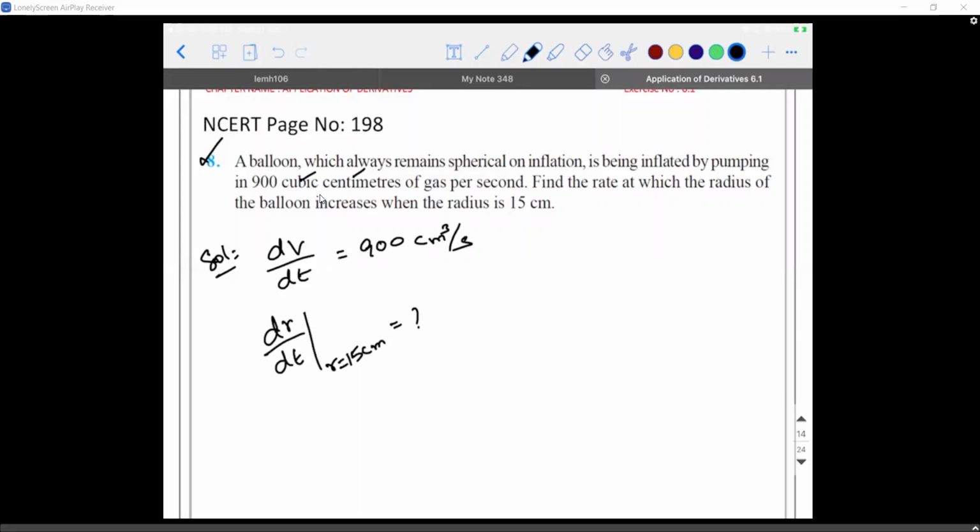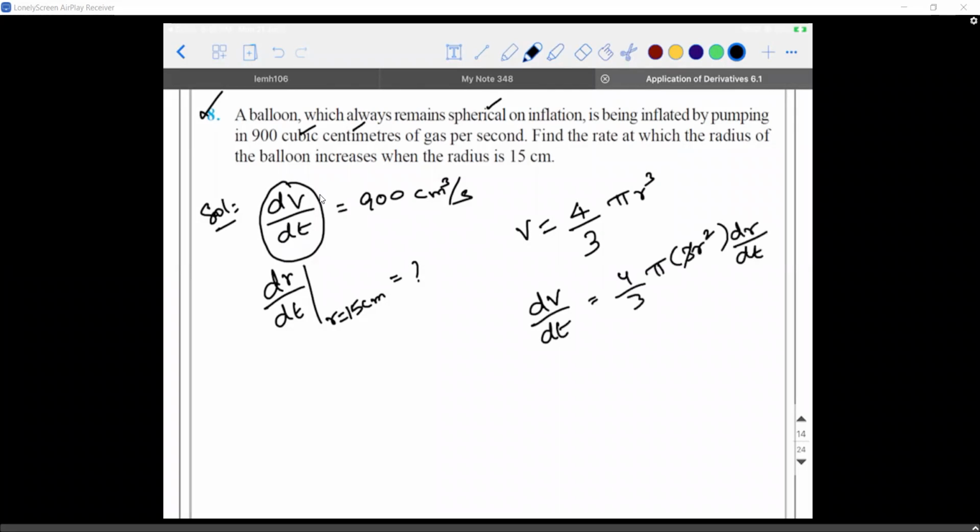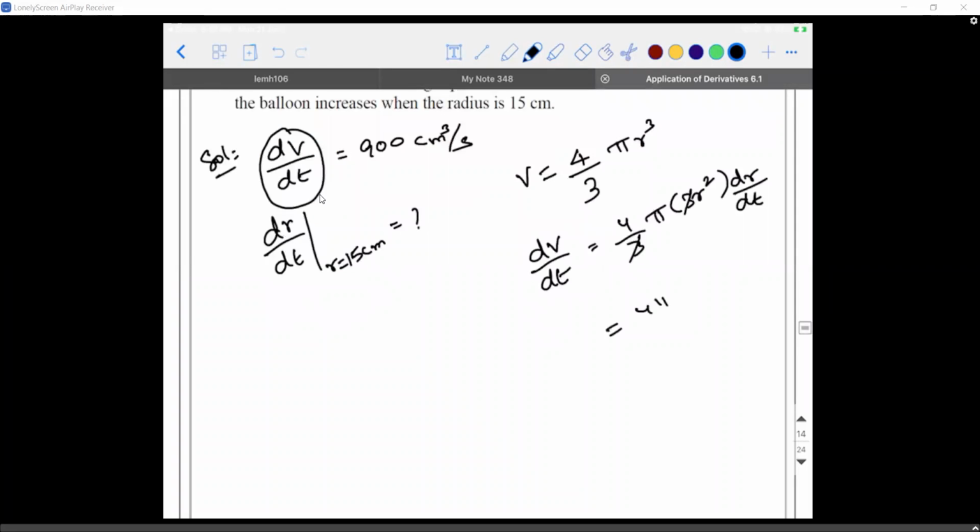So how do we proceed? We have some data in our hand, dV by dt, but they have also told it is spherical. So what is the volume of a sphere? Volume of a sphere, guys. 4 by 3 pi r cube. So dV by dt is going to be 4 by 3 pi into 3 r square into dr by dt. So 3 and 3 are gone. 4 pi r square into dr by dt is dV by dt.